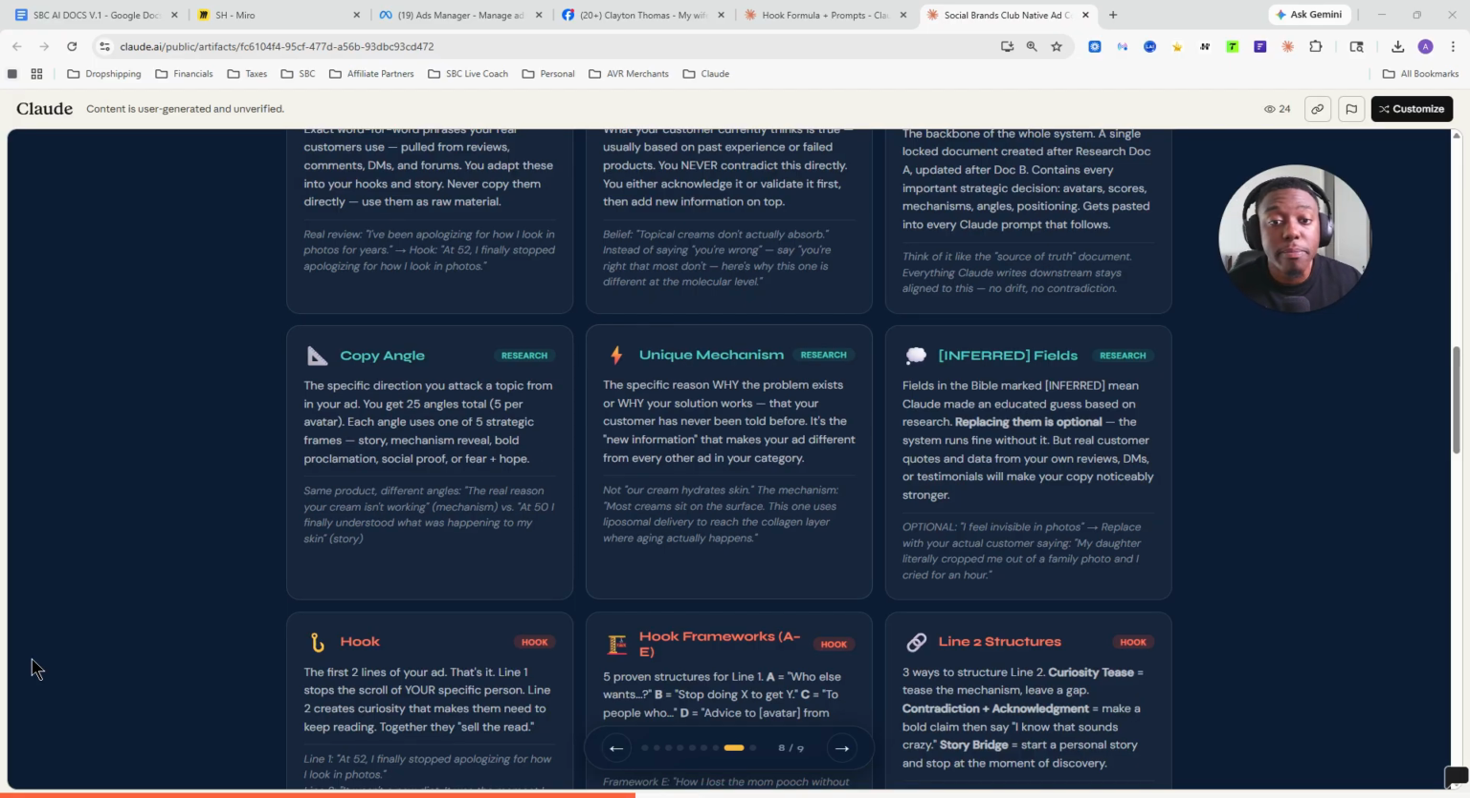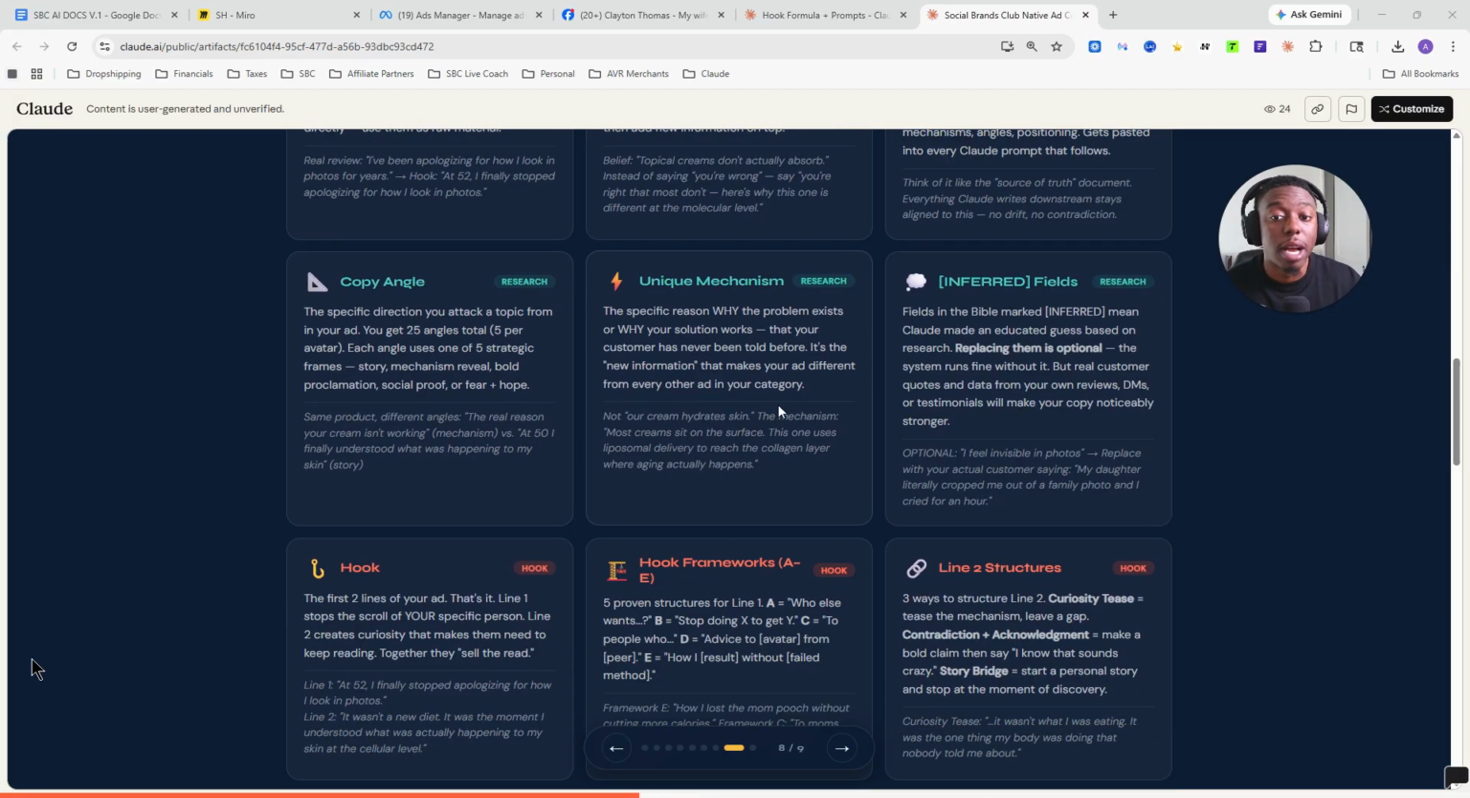Another very important point here is unique mechanism. All right, the specific reason why the problem exists or why your solution works that your customer has never been told about before. So if I've been struggling with hair loss and I just chalked it up to genetics for so long, and then I maybe have tried a couple other solutions, but because my genetics were just the reason why my hair was not growing, then I'll just probably give up and whatever. But if I come across, get your stress down, your hair will start to grow faster. That's why you need to take ashwagandha, because it lowers your cortisol levels, which naturally allows your hair to grow back more.